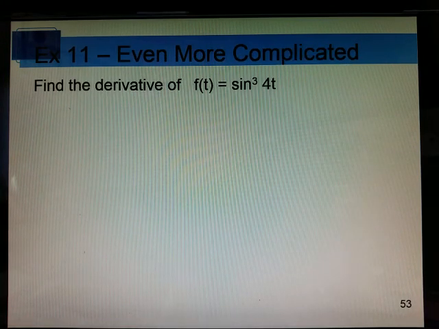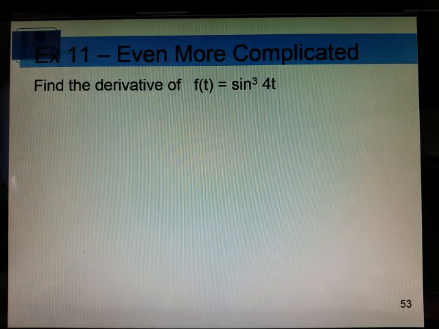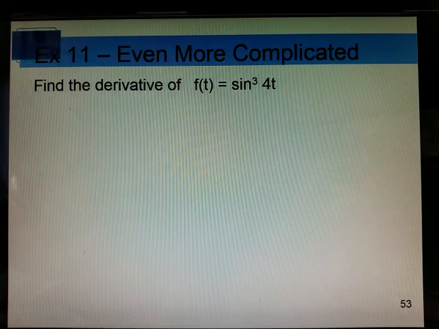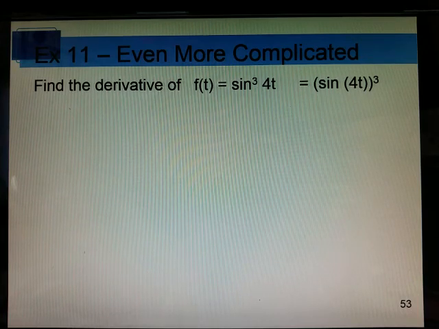So finding this derivative. See, if I think about the order of operations, I would have to take 4 times t first, then I would have to take the sine of that, and then I would have to raise it to the third power. So we really need to understand what we're doing with this problem. So again, it was taking 4 times t, then the sine, and then raising it to the third.